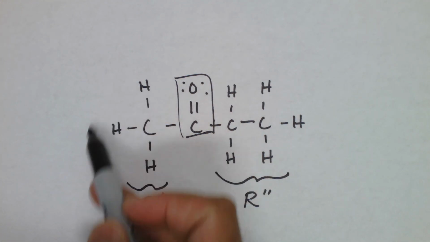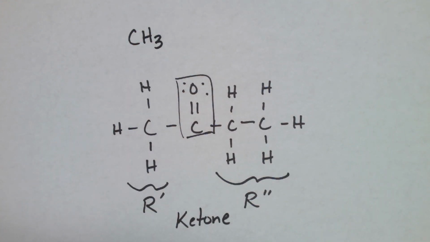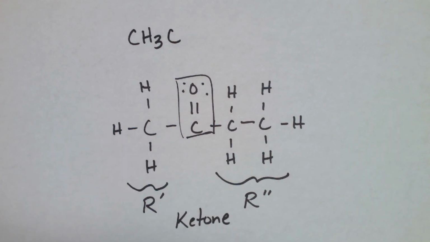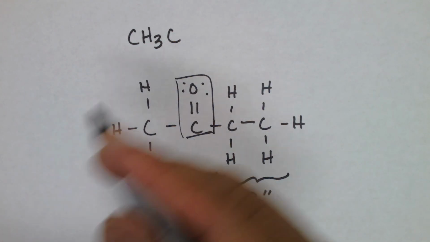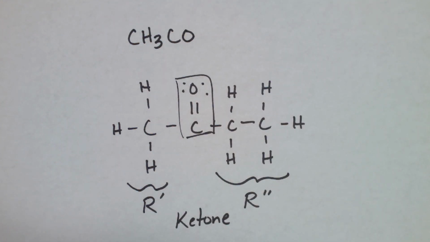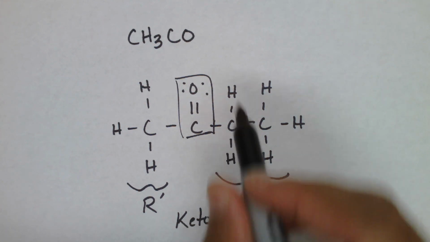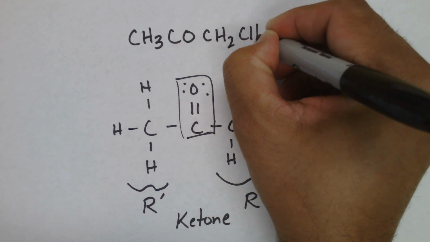Let's draw the condensed formula. We'll start with the CH3. This CH3 is bonded to this carbon, and this carbon is bonded to an oxygen. It's really important that we draw the oxygen right next to the carbon, and on the other side of the oxygen, we'll draw these other groups, a CH2 and a CH3.